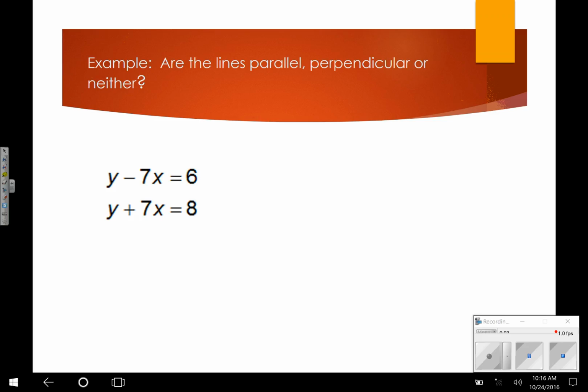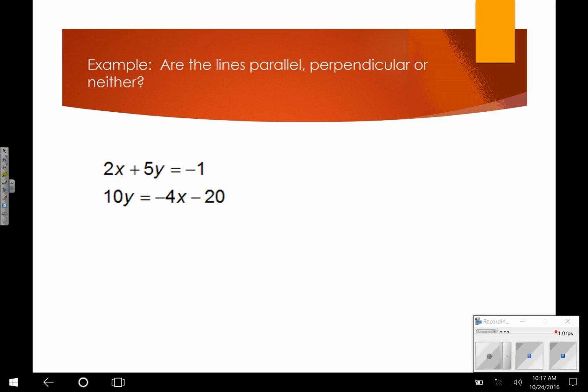Okay, are these lines parallel, perpendicular, or neither? So what I'm going to do is I'm going to put them into slope-intercept form. The first one in slope-intercept form, if I add 7x, would be 7x plus 6. And then the second one, if I subtract 7x, I get negative 7x plus 8. Okay, well, they're opposites. They're not reciprocals. So these are neither.